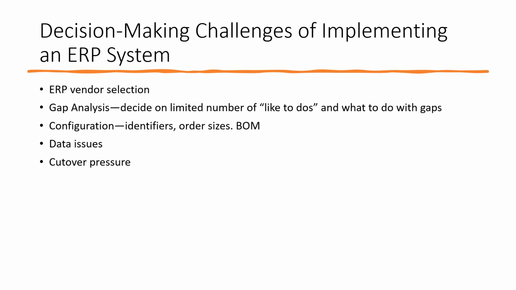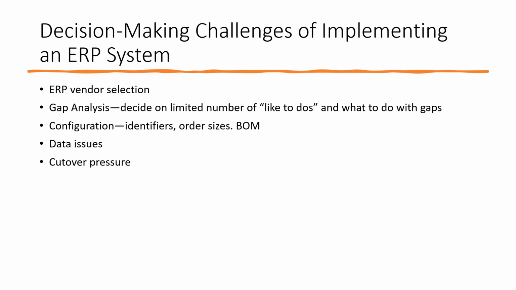Continuing on with more examples of decision-making challenges within implementing an ERP system, you have the ERP vendor selection. There's multiple companies. A gap analysis, that's where you figure out what you'd like to do and then figure out where your budget gaps are and how to fix that. The configuration: what things do you need? Identify the configuration pieces, the procedures, how big the scope of the ERP project itself is, and what the bill of materials is, what software modules and what things are going to have to be purchased in order for this to work.